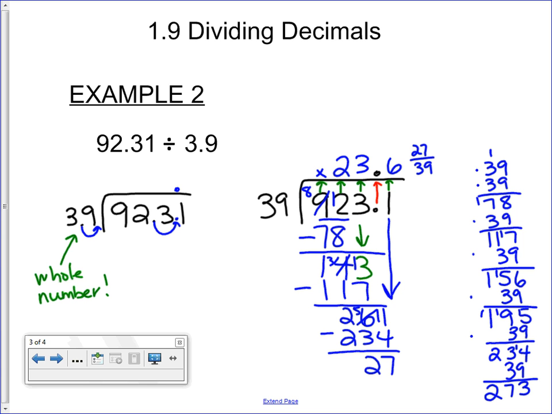And just to check the reasonableness of this answer, if I round 92.31 to 90, and we round 3.9 to 4, on your calculator, if you divide 90 by 4, you are going to get 22.5. And our answer, 23.6 and 27 39ths, is very close to that. So again, we did a great job. Our answer is correct and reasonable.